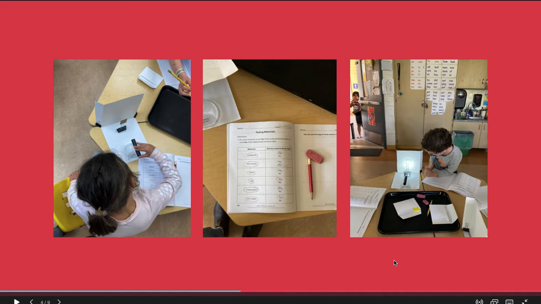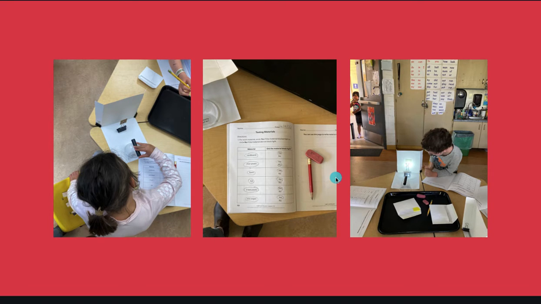And for Evaluate, I went through notebooks, listened to turn and talks, and walked around during the activity to note who was where. Here are some pictures of the students investigating. In the middle is the notebook page that they went through, and they circled yes or no if the material blocked light, so made a dark shadow.